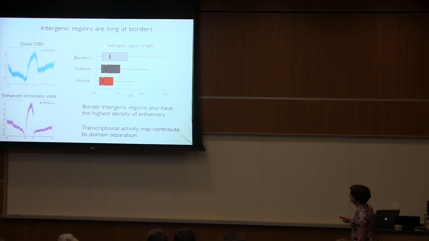So this is in kilobases here. And it's also striking that the active regions have actually quite short intergenic regions compared to those in the inactive regions. If we look at intergenic region length in borders, we also find that they have the highest density of enhancers, based on transcription factor binding sites, compared to inactive or active regions. And this position of borders between active domains and inactive domains, and this association with transcriptional regulatory elements, suggests that transcriptional activity might contribute to the domain separation. This is something we're trying to test now.